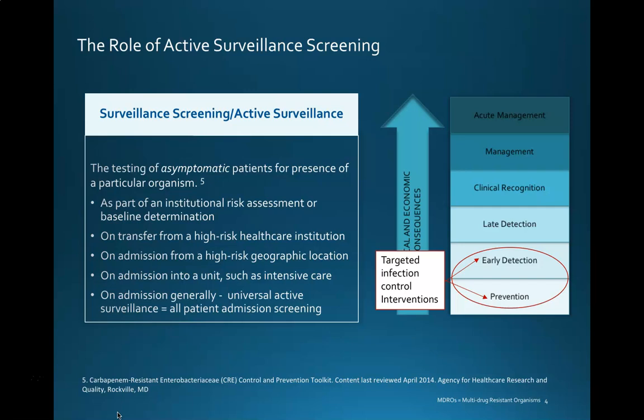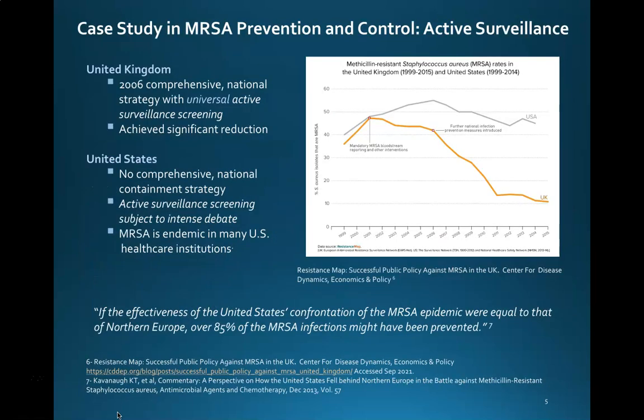consequences of these organisms. So I think perhaps the best illustration of the efficacy of active surveillance is in this look back to the mid-2000s when MRSA was rising in prevalence all over the world, and looking at what the United Kingdom did in response to that situation in comparison to the United States.